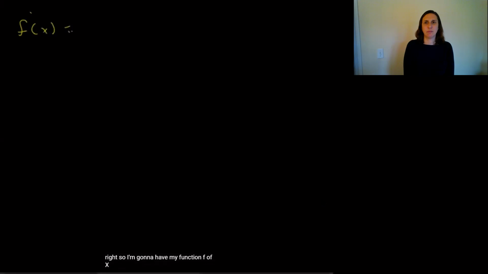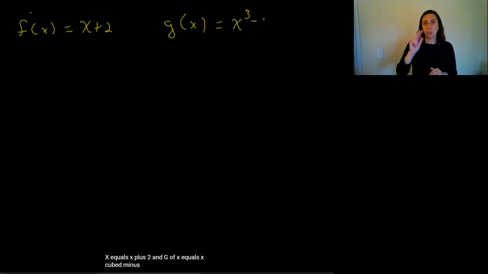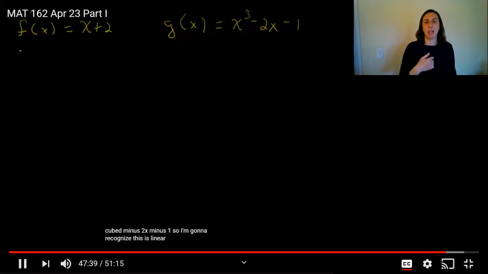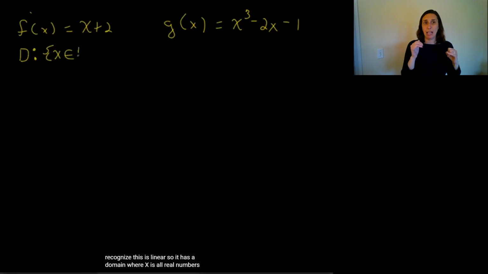All right, so I'm going to have my function f of x equals x plus 2, and g of x equals x cubed minus 2x minus 1. I'm going to recognize this is linear, so it has a domain where x is all real numbers. And I'm also going to say its range is all real numbers.